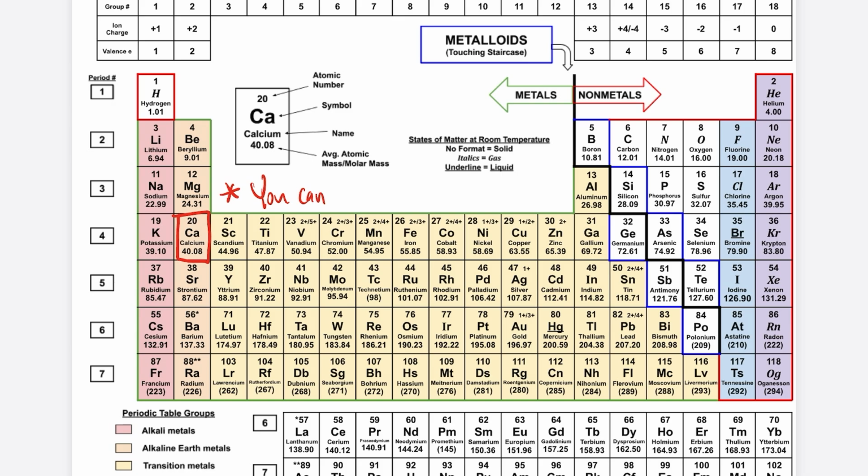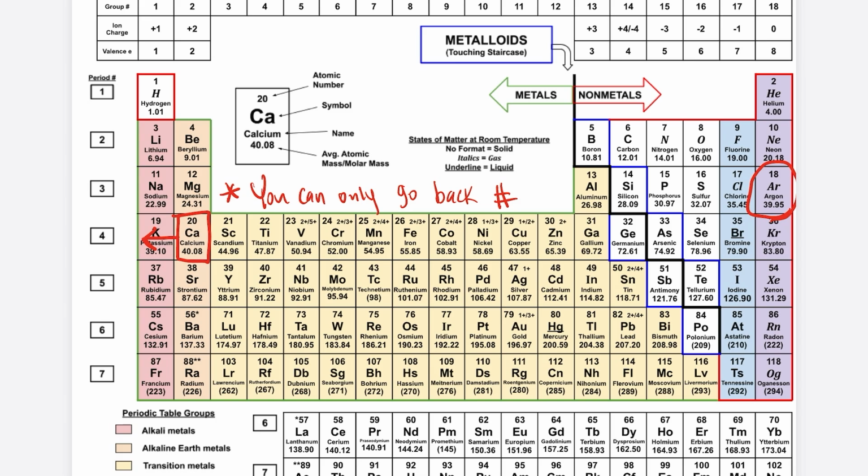You can only go back, number wise. What does that mean? It means you cannot go up, like 20, 21, 22, 23, and go, oh, here it is, here's Krypton, that must be the nearest. No, that is going forward. You can only go back. So if that's 20, go 19 and 18. Boom, there you have it. Argon is the nearest noble gas.